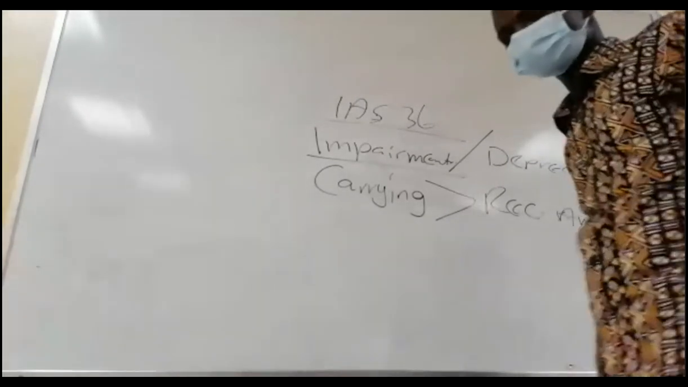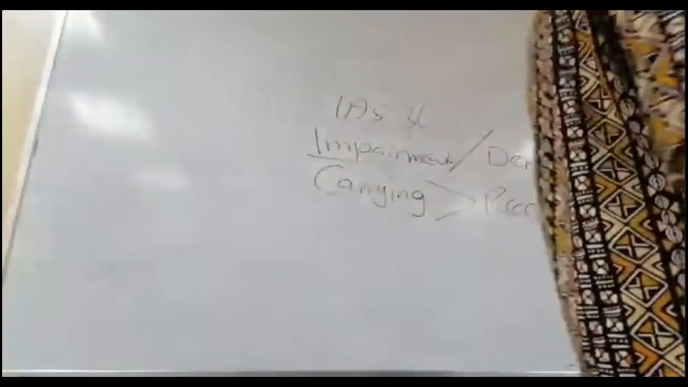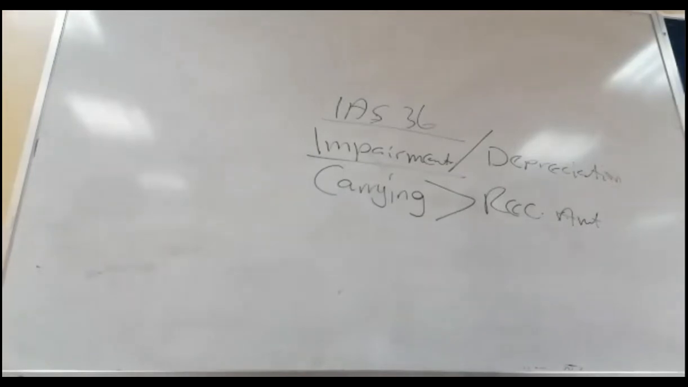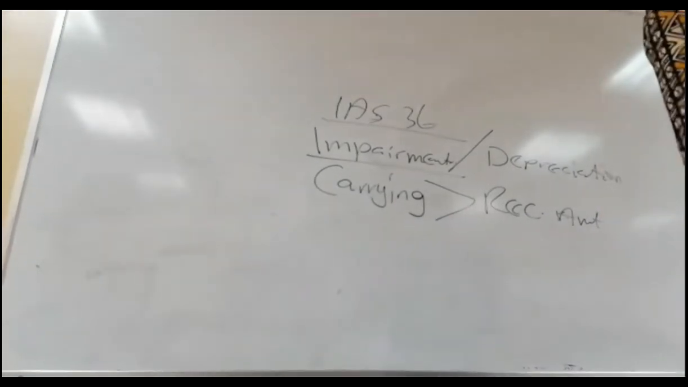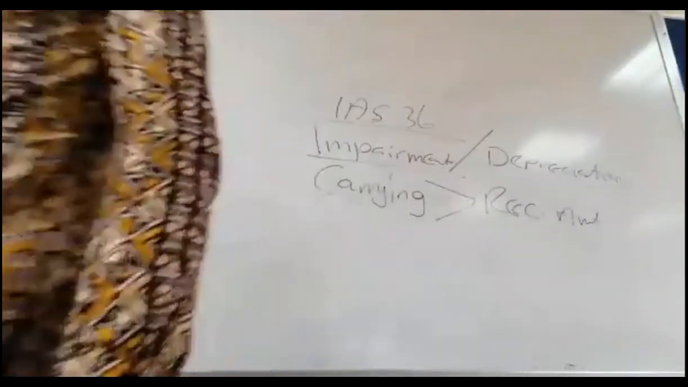Two, damage. When the asset is damaged, you are there and then one of the ACs accidentally fell down and a part was broken. True, you won't get the value from it. So there's an indication that the asset must have been impaired.